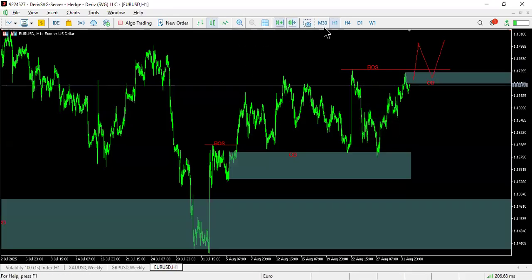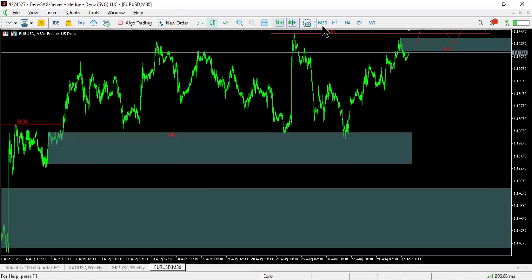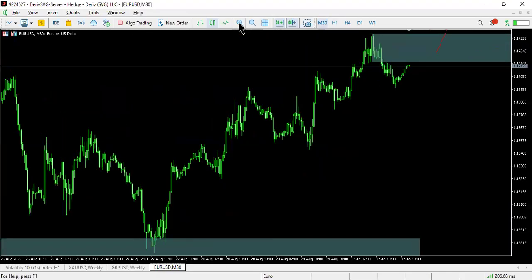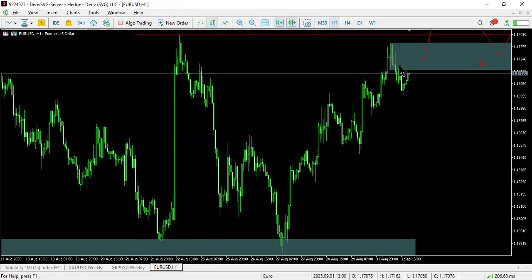So that is where I stop my analysis. And then I use the M30 to check the change of character properly. Most of the time I don't enter from M30. Most of the time I use the 1-hour order block.